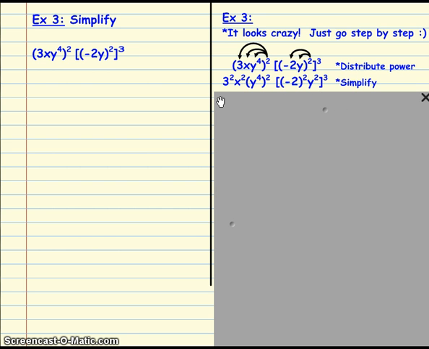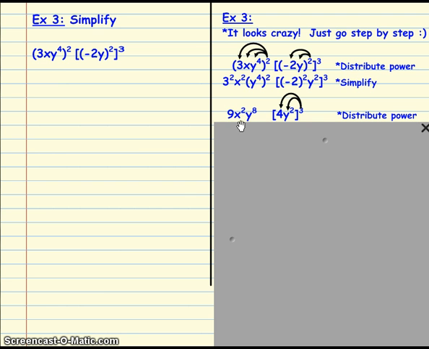Alright, let's simplify this. 3 to the 2nd power, well that's 9. X squared. Y to the 4th to the 2nd, we can multiply those together to get y to the 8th. Negative 2 to the 2nd power, negative 2 times negative 2 is 4. And then we've got y squared. Alright, now we've got to keep going. Keep simplifying it. We've got the power to a power rule again with the brackets, so we're going to distribute the power of 3 to each thing inside.